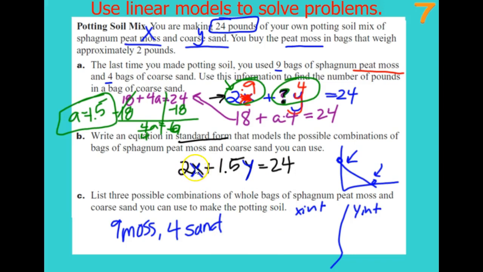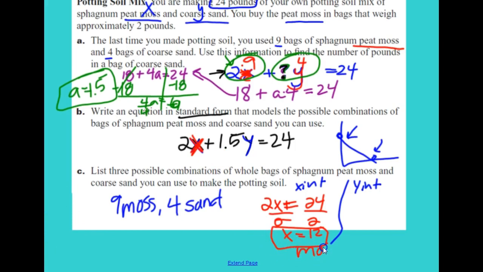So if I wanted to figure out how much peat moss am I going to have, I would plug in a 0 for y. So 2x plus 1.5 times 0 would just be 0 equals 24. So if I divide this by 2, x equals 12. So if I buy 12 bags of just the peat moss, I would have 0 bags of sand. So 12 moss and 0 sand. Or if I didn't have any moss, that would be gone here, and I would have 1.5y equals 24, and divide by 1.5.